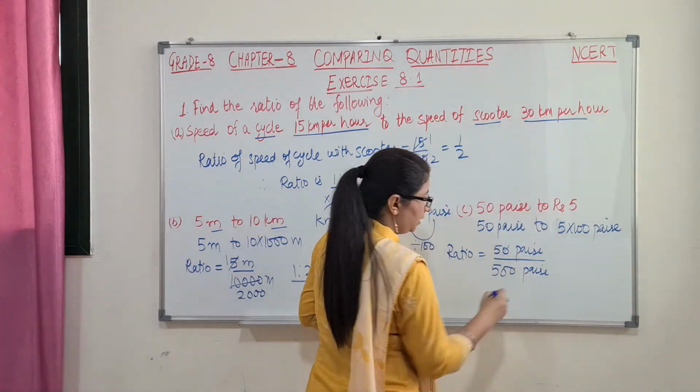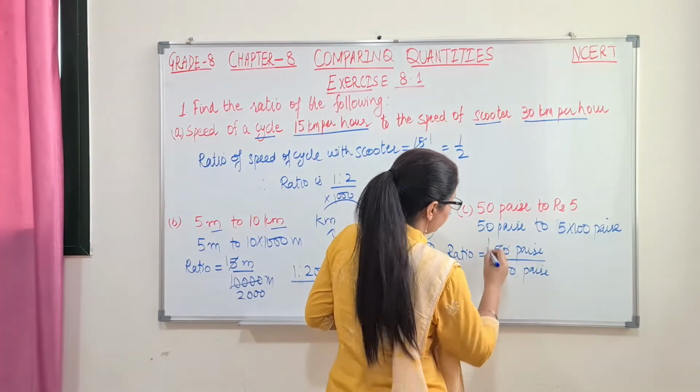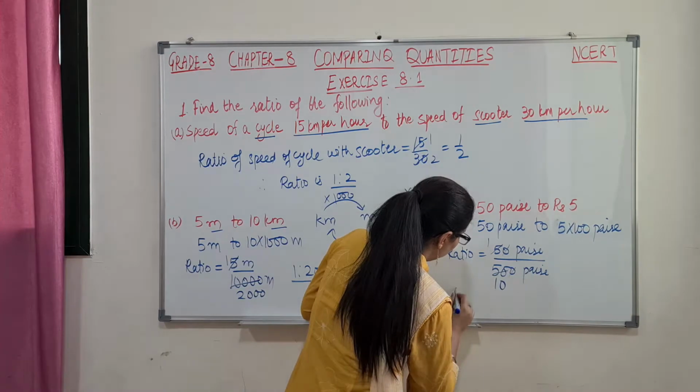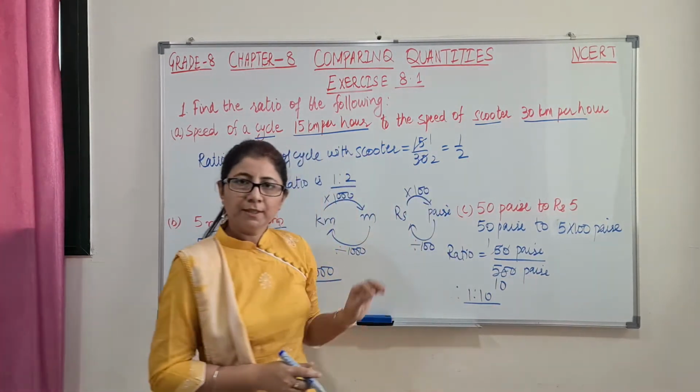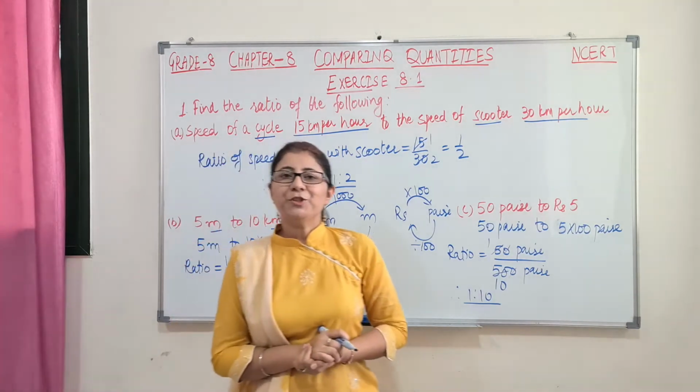Okay, so 0 and 0 will be cancelled. So 5 ones are 5, 5 tens are 50. Therefore, ratio is 1:10. Is it clear? So this is our question number 1.